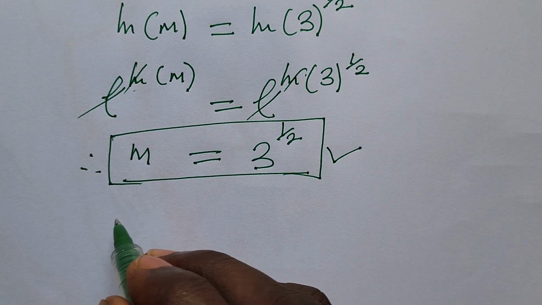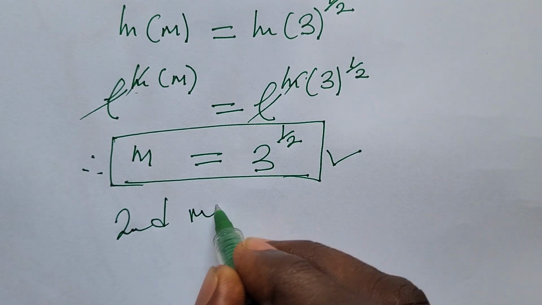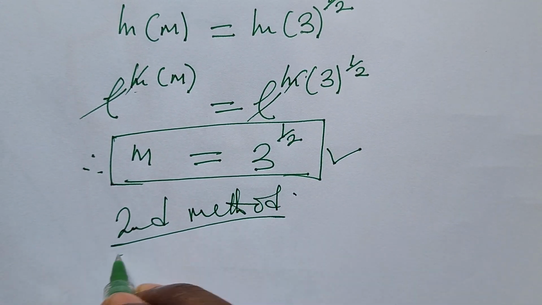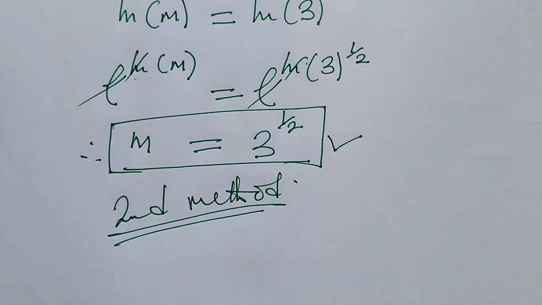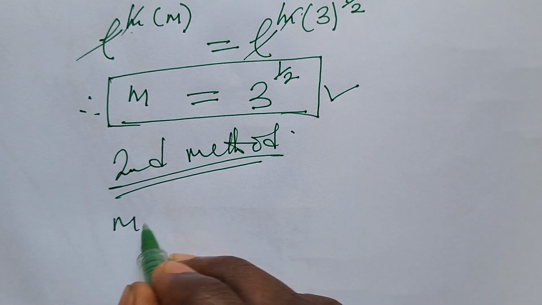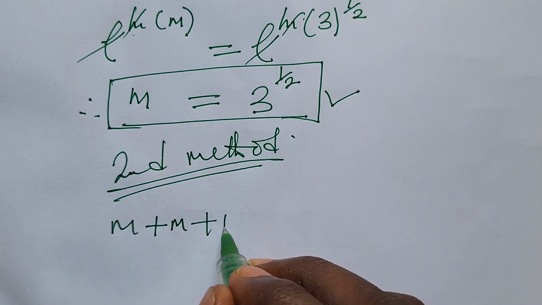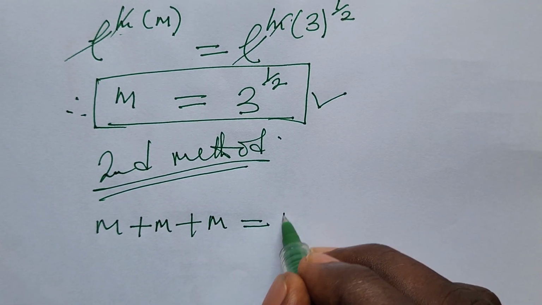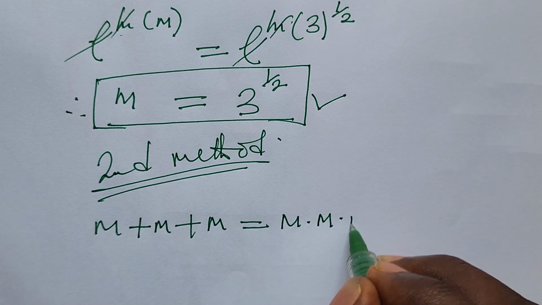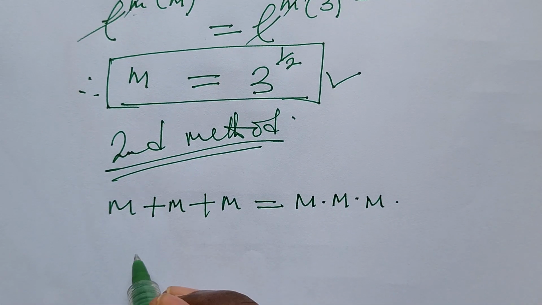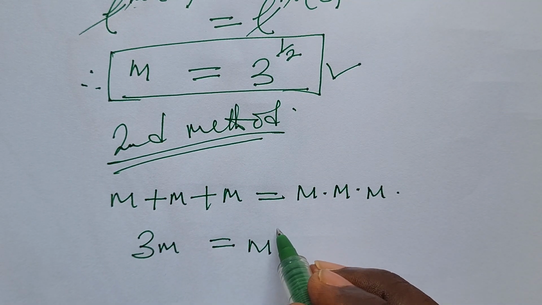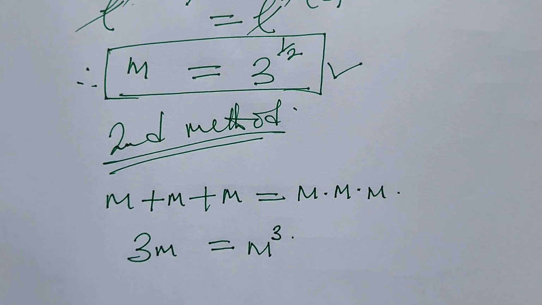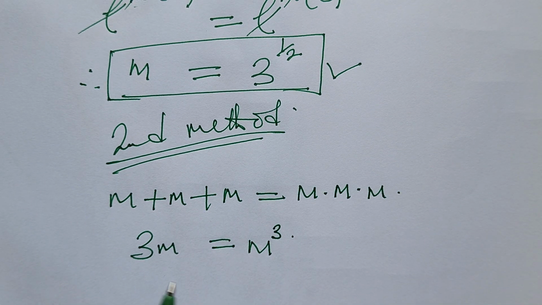So let's take here the second method. Let's put down our question. Look at our question again. We write the question down here. So here we have m plus m plus m equal to m times m times m. Again, if we add this, it will give us 3m equal to m to the power of 3. Good. So what we do here, we just move this to the side of the equation and rearrange.